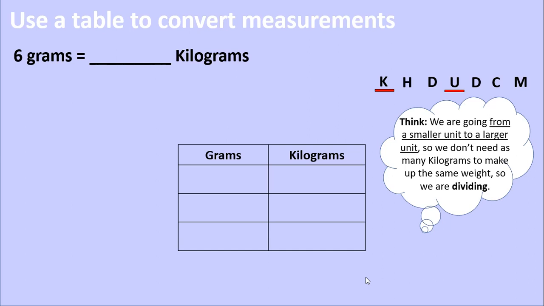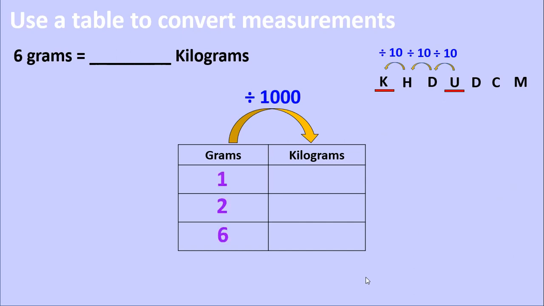Starting at the U, because we're starting with grams, we're going to go to the left until we get to kilograms. We need to move over 1, 2, 3 times. So we can see that 10 times 10 times 10 is 1,000. So to get from grams to kilograms, we're going to be dividing by 1,000. Now let's enter those numbers into the table.